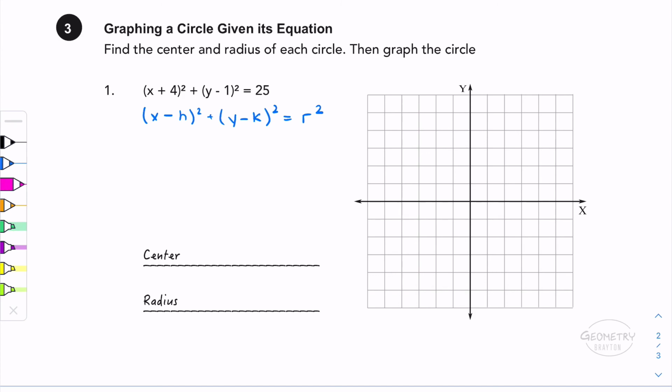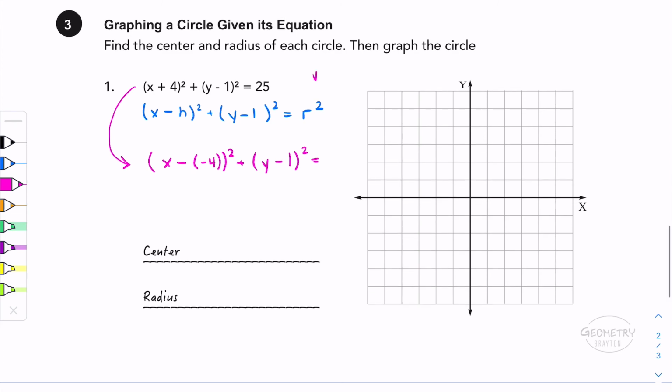So if I take this equation, I need to make sure my signs are correct. In order to get the standard form of subtraction in the first expression, this is technically x minus negative 4 in parentheses squared plus y minus 1, oops, I forgot to write 1 in the step above, y minus 1 in parentheses squared. And if the answer is the radius squared, we need to take the square root of 25 in order to find our value of r. So our r value is 5. 5 squared gives us 25.